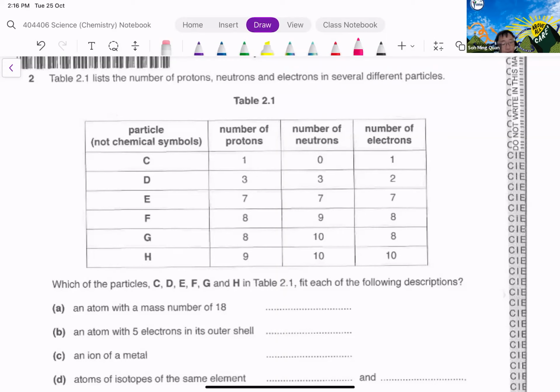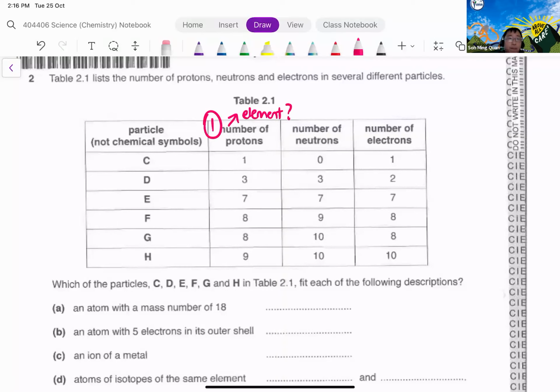You should always start from the proton number first, because this will tell you which element it is. The proton number will determine what the element is. You need to know what the element is, or else you will not be able to answer the questions correctly. You will make careless mistakes. So how do you do this? You use proton number, you go to the periodic table.